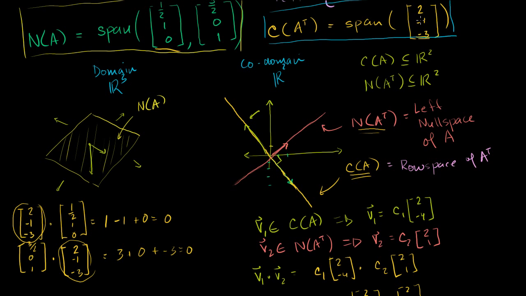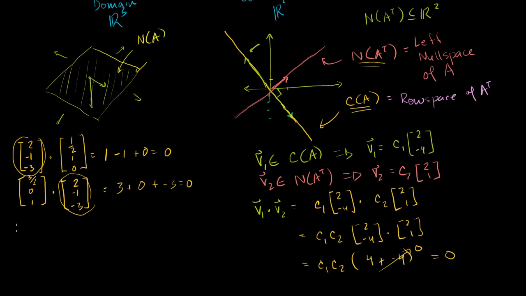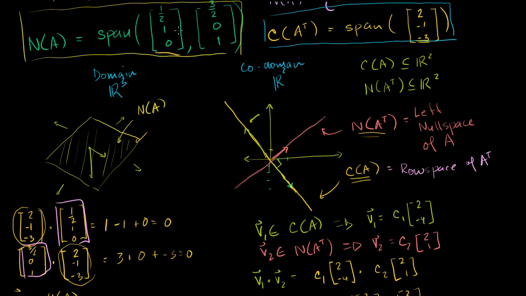So the fact that this vector is orthogonal to both of these spanning vectors also means that it's orthogonal to any linear combination of them. Maybe it might be useful for you to see that. Let's take some member of our null space. So let's say the vector V3 is a member of our null space. That means it's a linear combination of that guy and that guy. Those are the two spanning vectors.